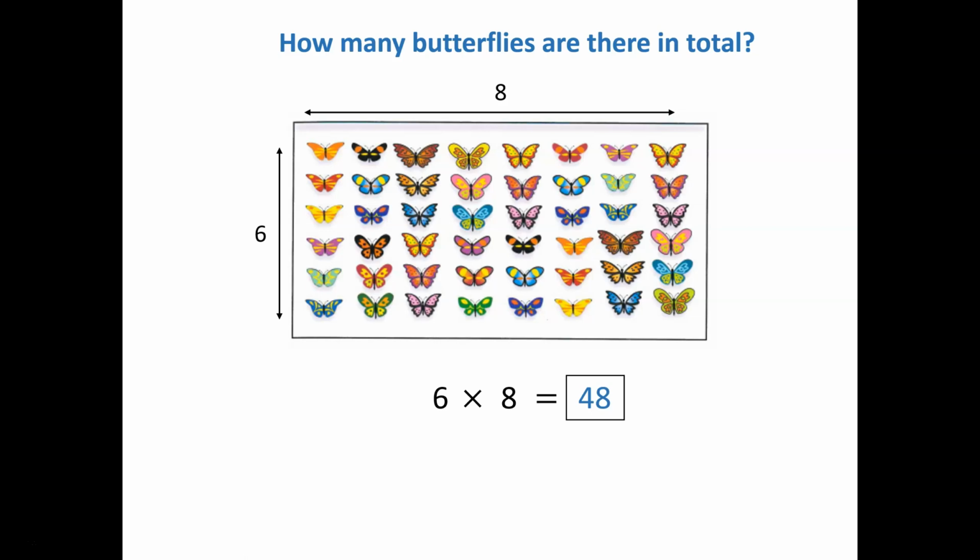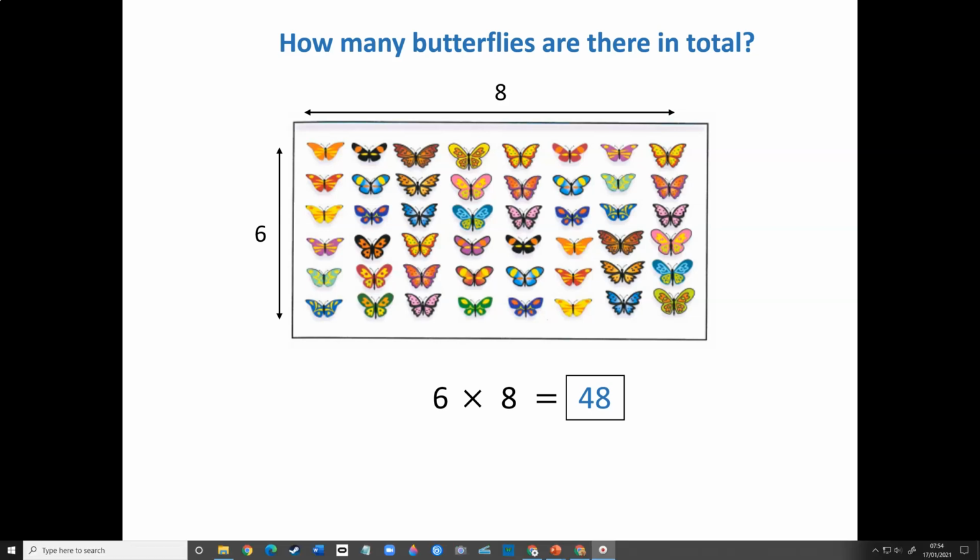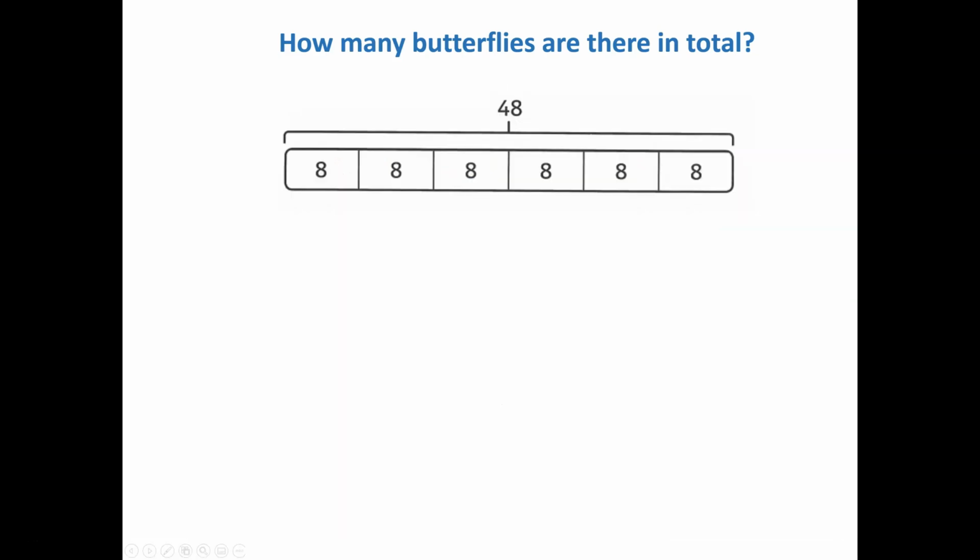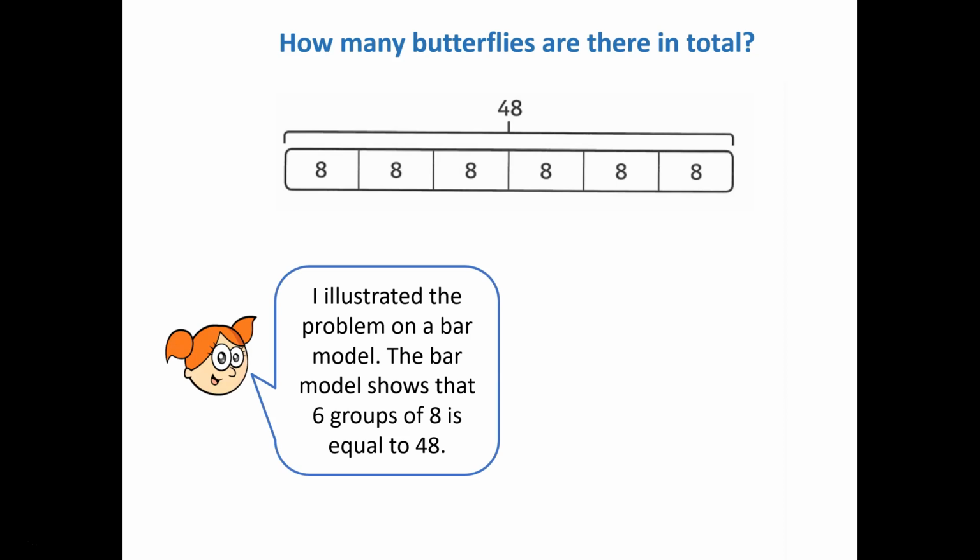Let's look at how we would represent this problem with a bar model. The bar model is showing 6 groups of 8. This represents each row of the display. There were 8 butterflies in each row, remember? The total is 48. Again, six times 8 equals 48.